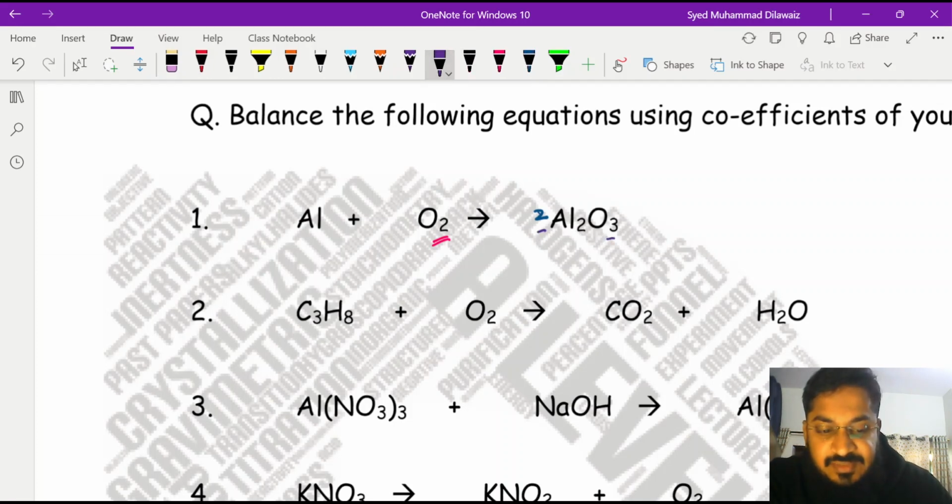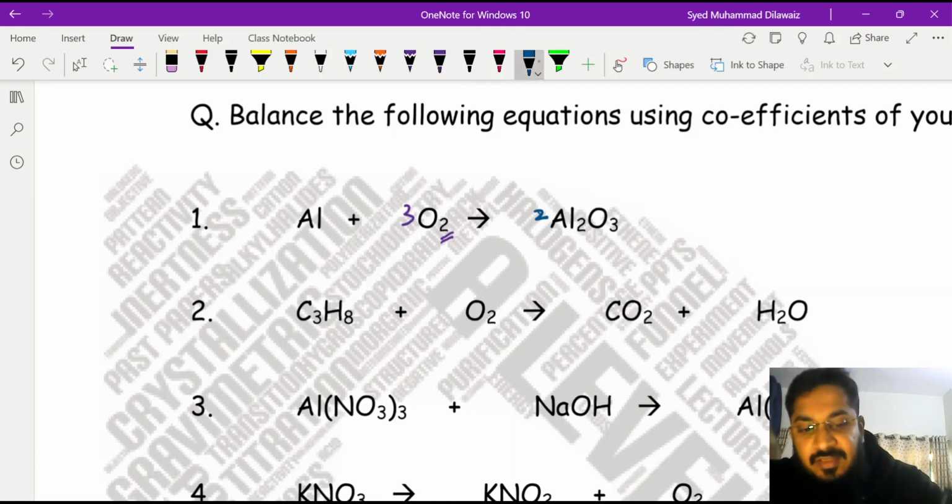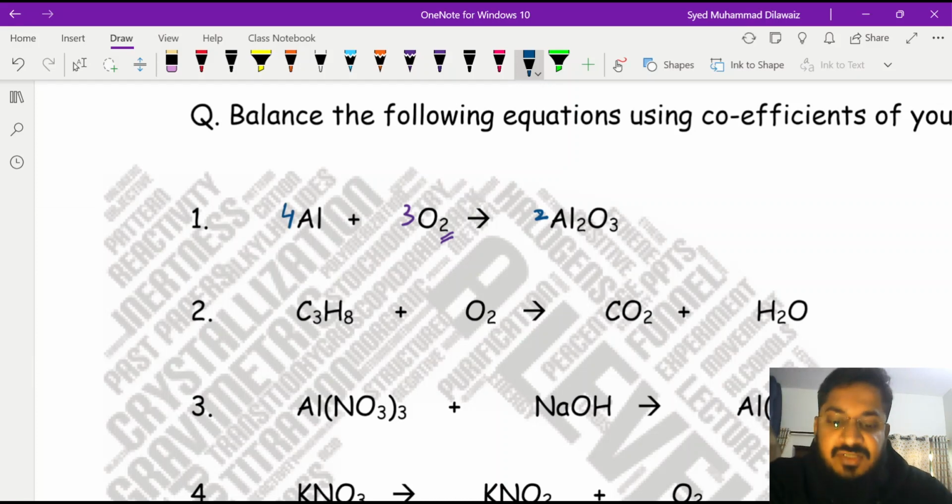2 into 3 is 6 oxygen. So what we need to make on the left side is 6 oxygen. We have already been given two oxygen atoms. If we multiply this O2 with 3, we get 6 oxygen atoms on the left side. So we have got it balanced. And then again, for 2 into 2, there are four aluminum atoms on the right side. To balance it, we just put 4 before the aluminum. This is how we balance it.